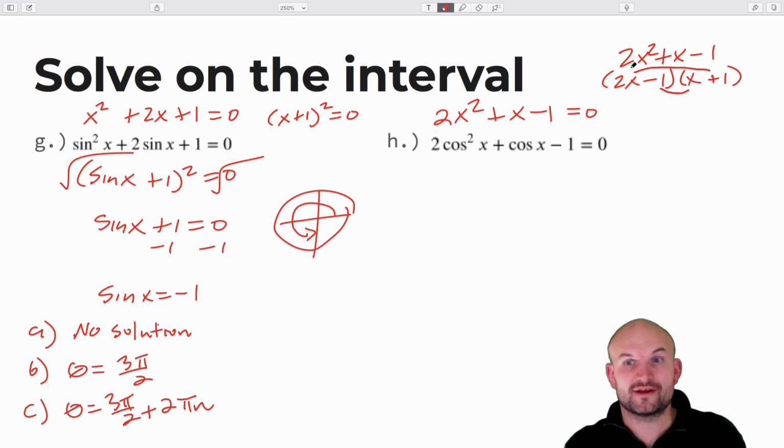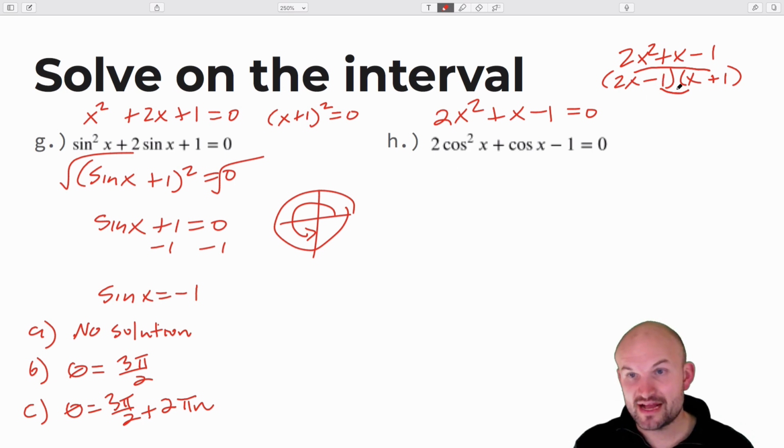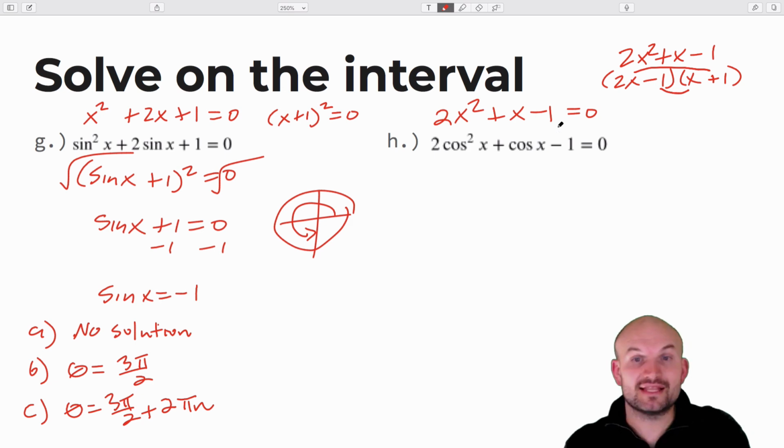And again, let's check our work. 2x times x is 2x squared. -1 times 1 is -1. This gives you a -x. That gives you a positive 2x. 2x minus x is x. So again, here's my factored form in terms of x's. Now let's just replace x with cosine of x.